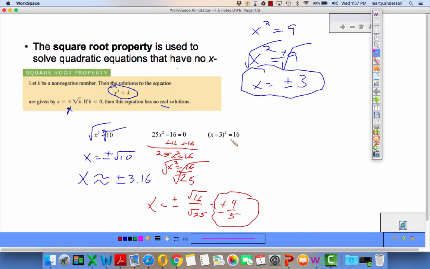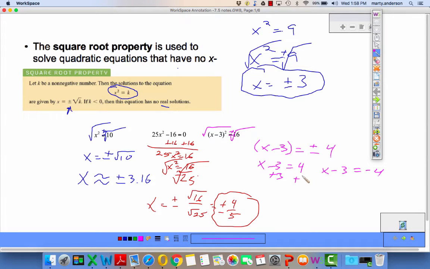This is one that we'll be working with. We're going to have square root, plus or minus. So I have x minus 3 is equal to plus or minus 4. Now I have to write it as 2 equations. x minus 3 equals 4. x minus 3 equals negative 4.